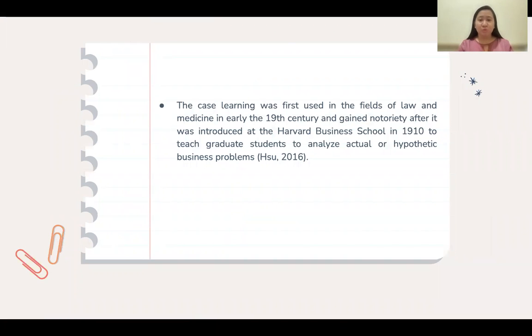Based on SHU 2016, case-based learning was first used in the field of law and medicine in the early 19th century, and it became famous after it was introduced by Harvard Business School in 1910 to teach graduate students to analyze actual or hypothetical business problems.